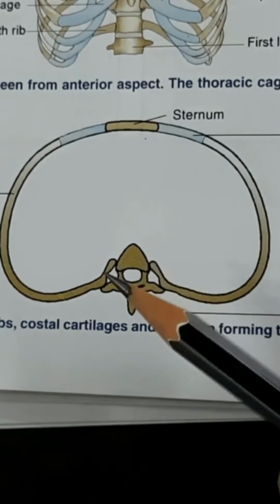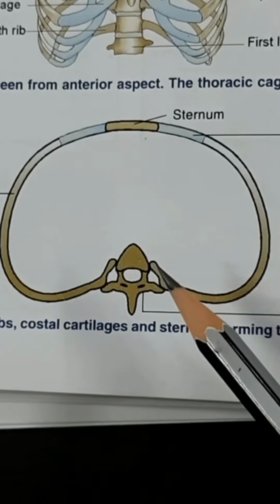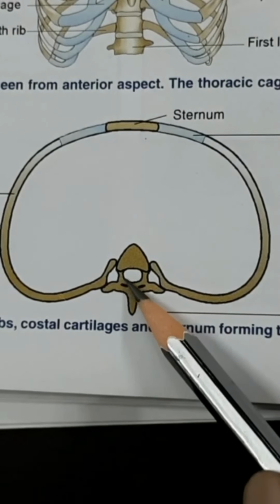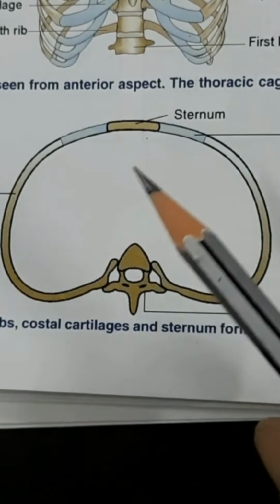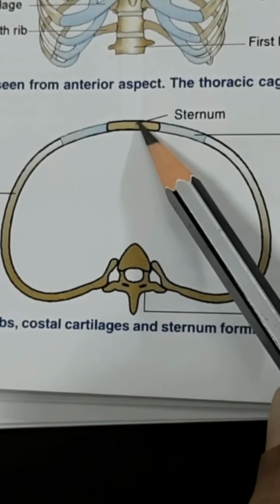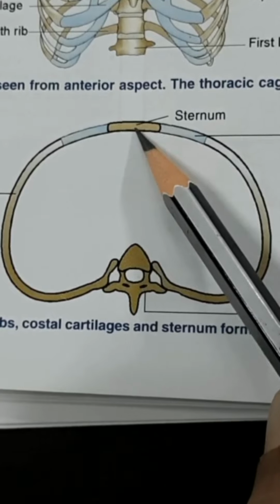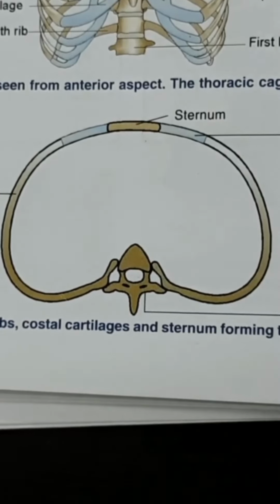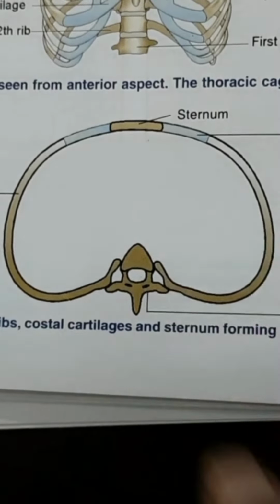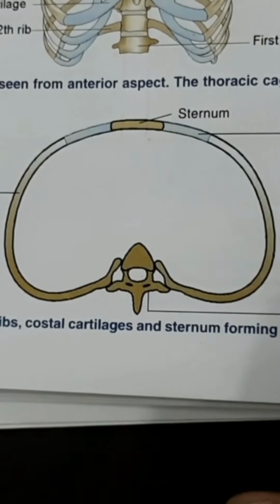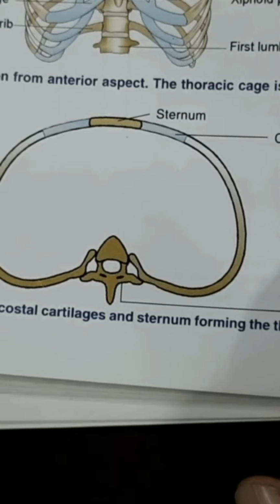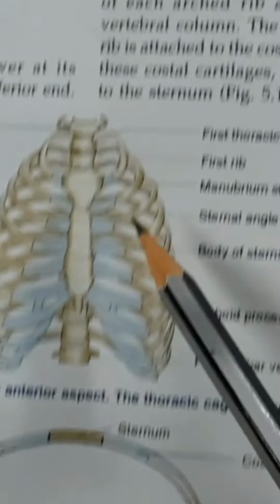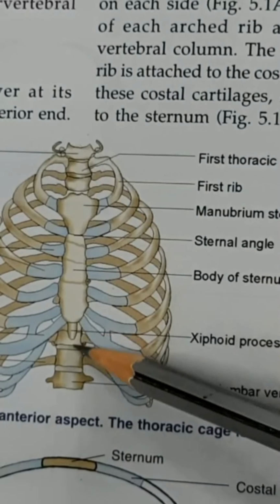Thus the three bones which form the thoracic cage are the 12 thoracic vertebrae, the 12 pairs of ribs, and then a bone located anteriorly, which is called the sternum. Thus you have understood how the thoracic cage is formed. With this introduction, we come to the first bone of this thoracic cage, and that is the sternum.